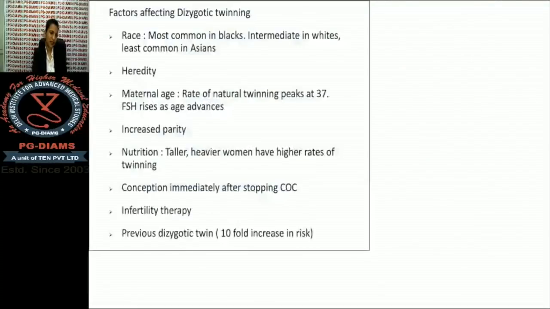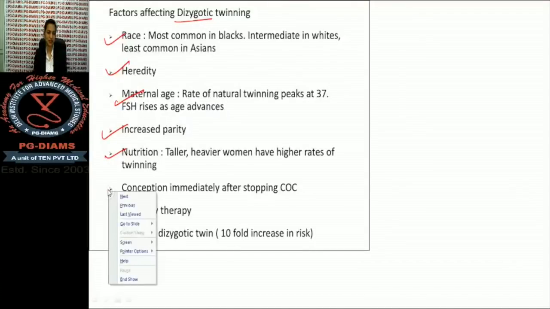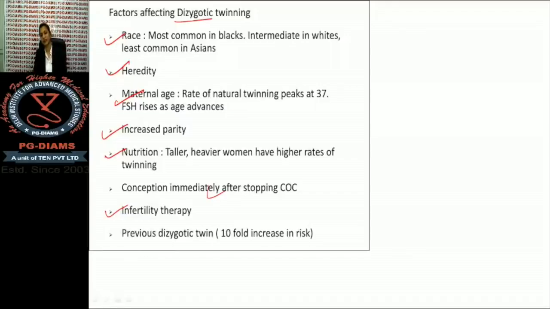Now, this dizygotic twinning can be affected by a number of factors: race, heredity, maternal age. As age increases, the risk of having twin pregnancy increases. Increased parity, nutrition, taller, heavier women have higher risk of having multiple pregnancies. Conception immediately after stopping a COC. And infertility therapy, any kind of infertility therapy. Infertility therapy can be simple medical ovulation induction, or it can be an artificial reproductive technique.